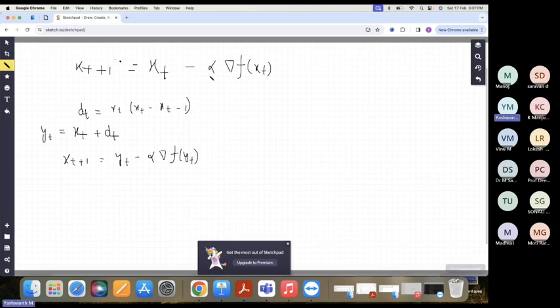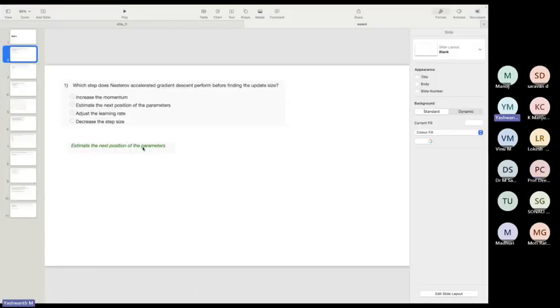So now, before you compute your update step, you first find the direction. Then you find the gradient descent along that direction from that point. So that's the thing: estimate the next position of the parameters, and on the new parameters, evaluate your gradient descent step.